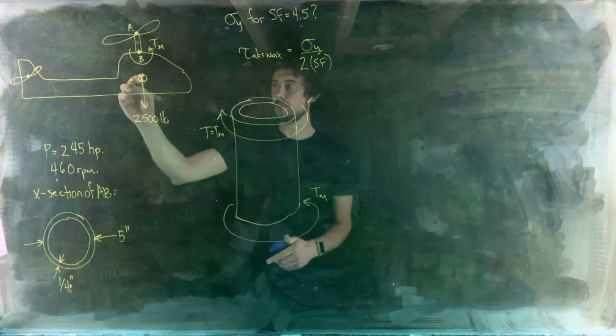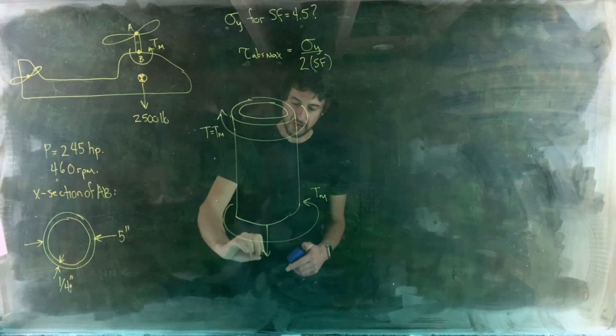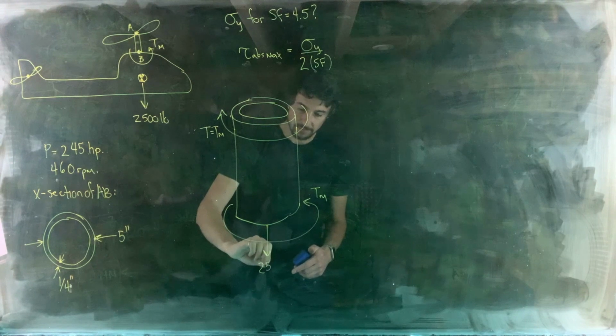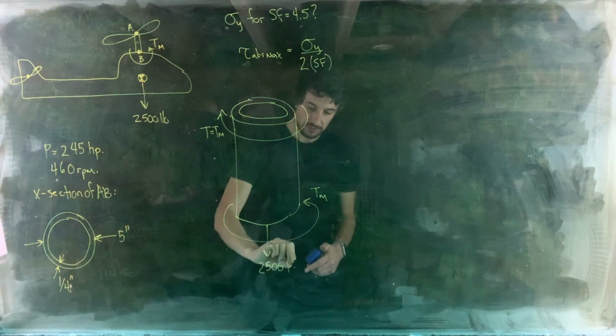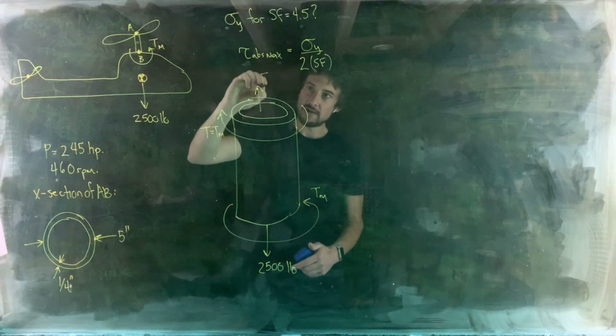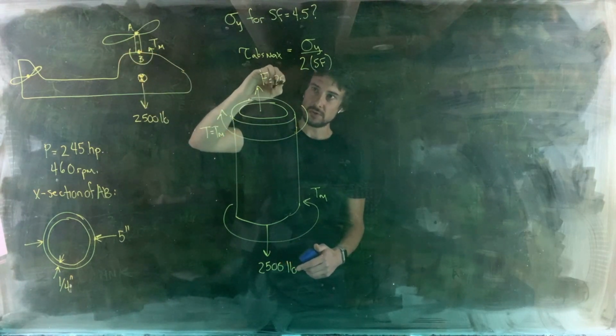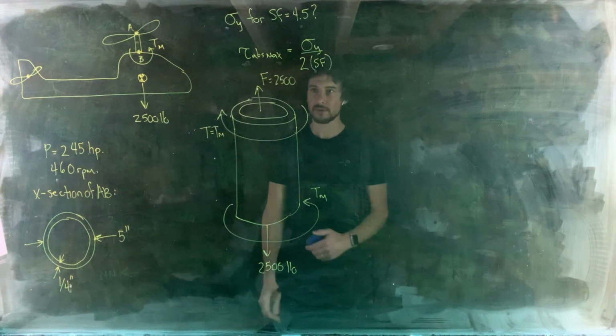And then we have the weight of the helicopter pulling down on the shaft here. So we've got 2,500 pounds pulling down here. So again, we need to have an upward lift force from the rotors that would be equal to 2,500 at the top here.